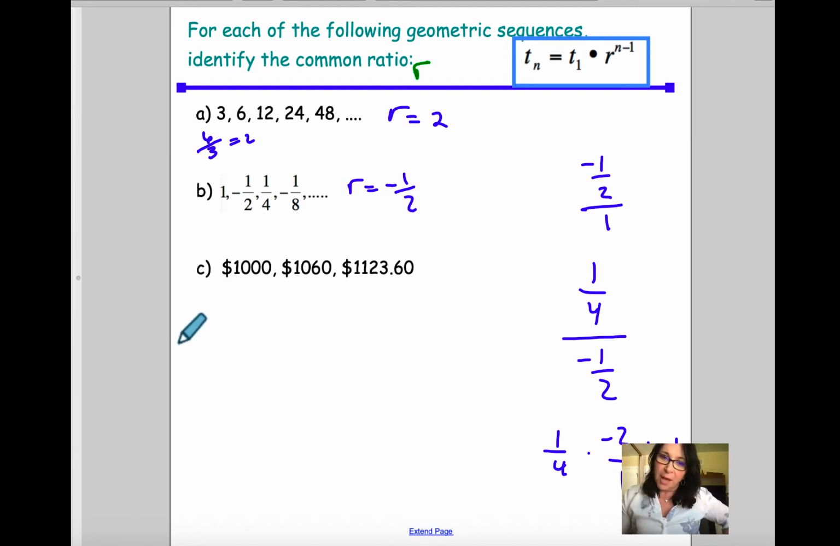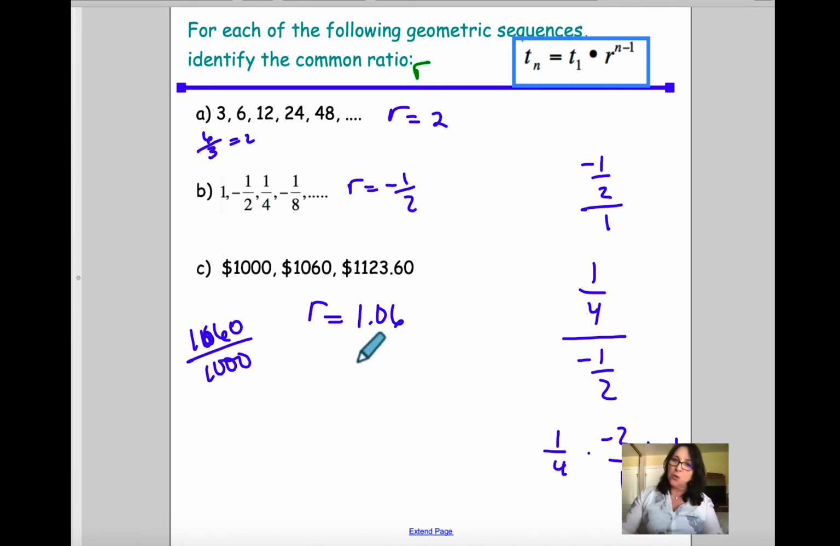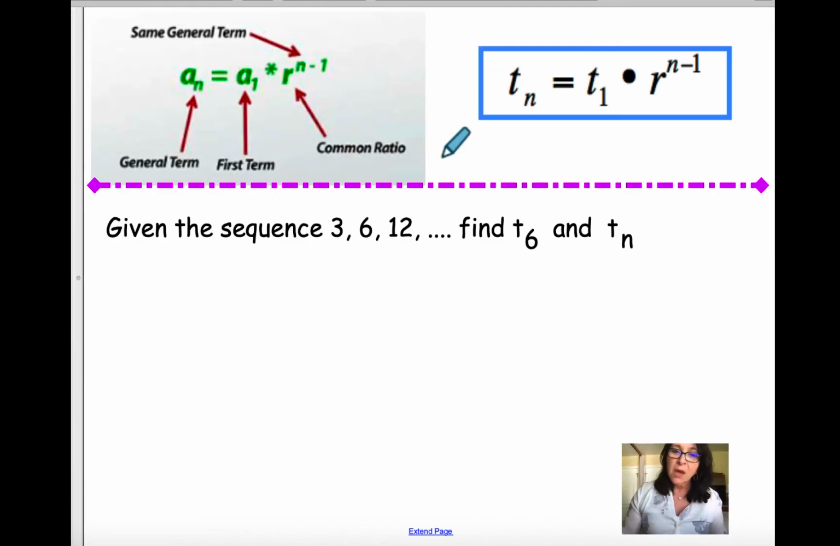For this problem, I would go 1060 divided by 1,000. And I think I got R is equal to 1.06. So my common ratio would be 1.06, which means they're multiplying by 1.06 each time here. So every time I'm multiplying by 1.06. So that's my common ratio. So here we go.